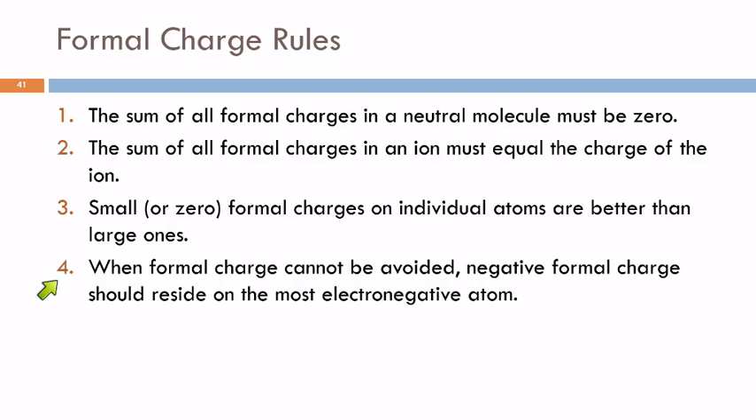Sometimes you have to have formal charges. And then we want the negative formal charge to be on the most electronegative atom, because that atom is more attractive to the electrons. If you have a negative formal charge, it's like, okay, there's kind of an extra bit of electron density on this atom. That needs to be the more electronegative one.